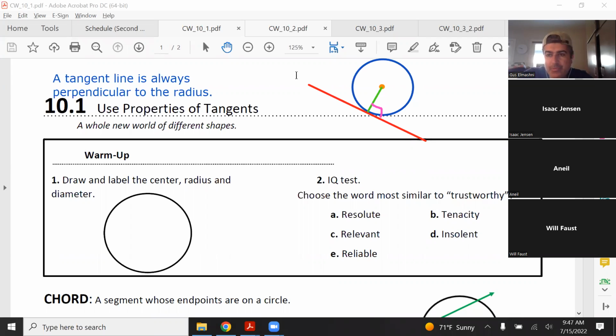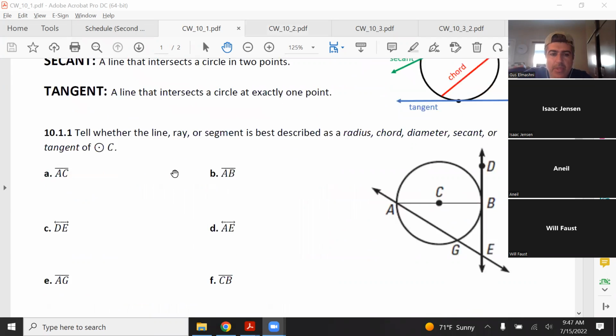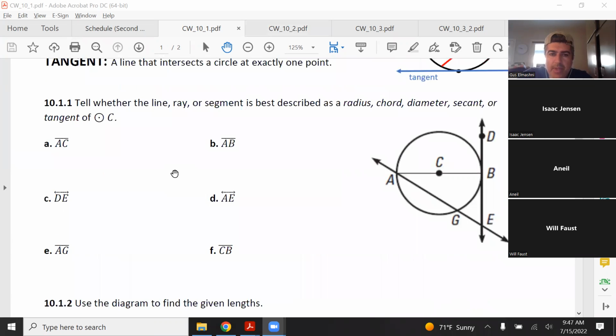You form a right angle between the radius and the tangent line. And we'll talk about that on the next page. But for now, we'll just worry about labels of whether you got a radius, a chord, a diameter, a secant, or a tangent. So it's 5 labels here.